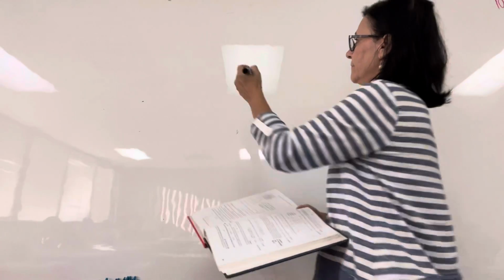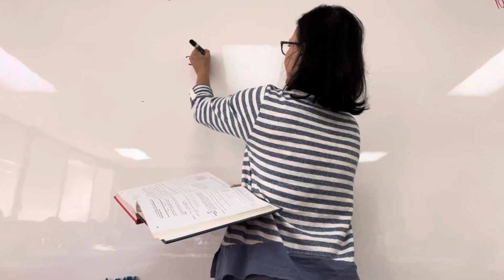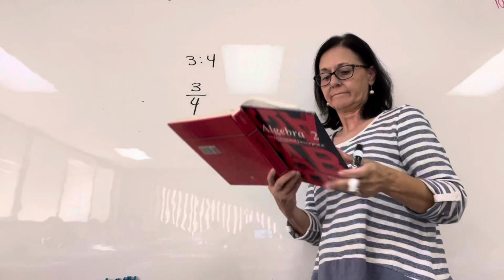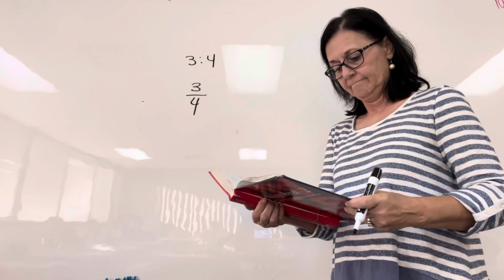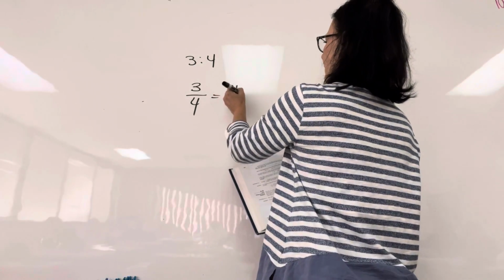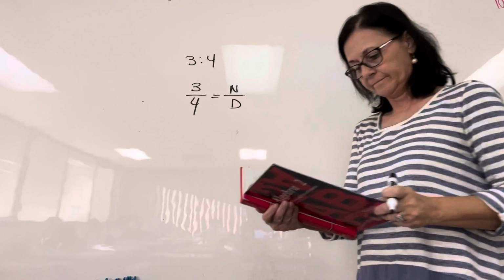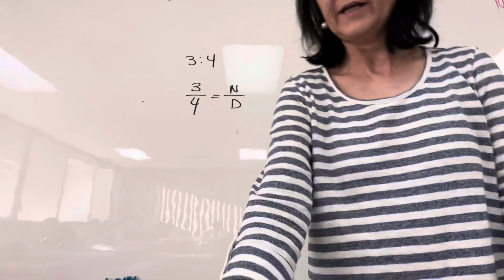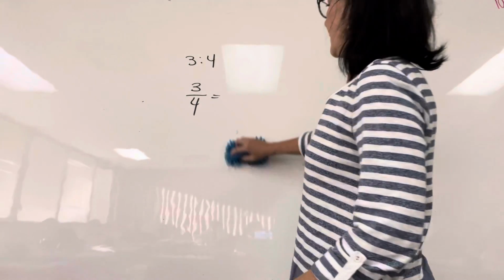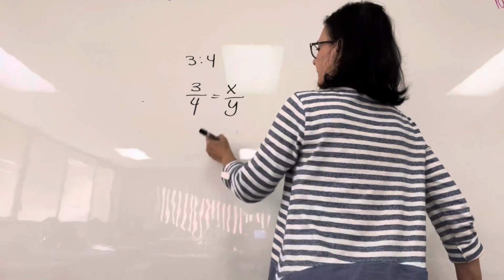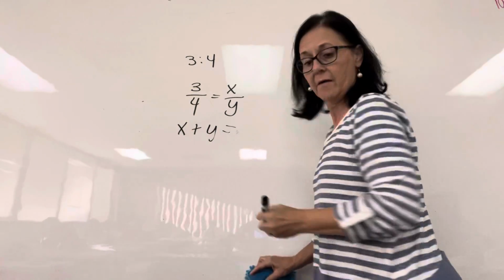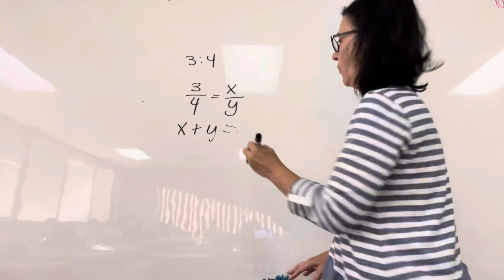21.2. The ratio of two numbers is 3 to 4. All right, ratios can be written like this. I'm going to write 3 to 4 like that, equals numerator, denominator. And their sum is 84. Actually, I could just do x over y. Probably that's what I prefer, x over y. And their sum is, what is their sum? 84.